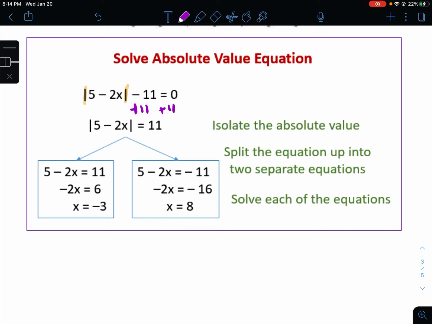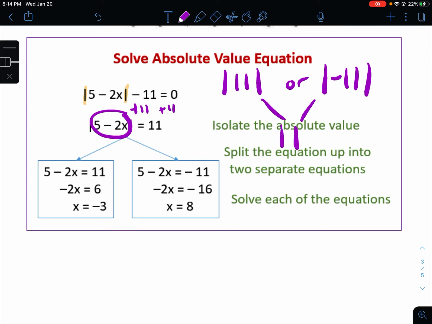So what we want to do now is split it up into 2. The reason for that is because whether we have the absolute value of 11 or the absolute value of a negative 11, these are both equal to 11. So you have to account for the fact that you might have a positive 11 on the inside, and then you have to account for the fact that you might have a negative 11 on the inside. So we're going to split this equation up into 2, and say, let's say we have a positive 11 on the inside.